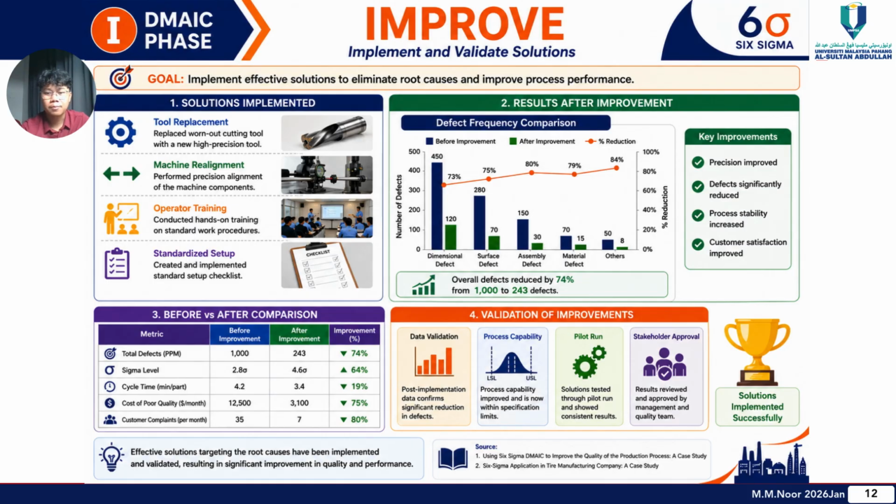Total defects reduced from 1000 to 243 defects, which is about a 74% reduction. The sigma level improved from 2.8 sigma to 4.6 sigma, while cycle time and quality cost also decreased. And then the key improvements include increased process stability, reduced defects, improved precision, and better customer satisfaction. So we can conclude that the implemented solution successfully improved the process performance.